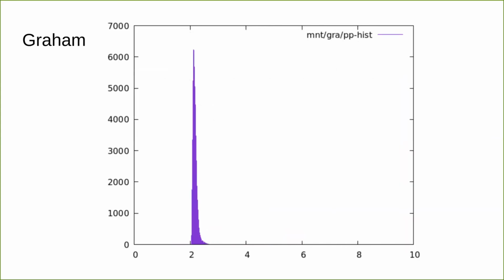This also surprised me. So one of the cleanest curves is on Graham. And I should say that all of these are, as far as I know, nodes that are in the same island. So here you have basically 2 microseconds, a very clean power law distribution, a very nice curve with not much in the way of outliers.